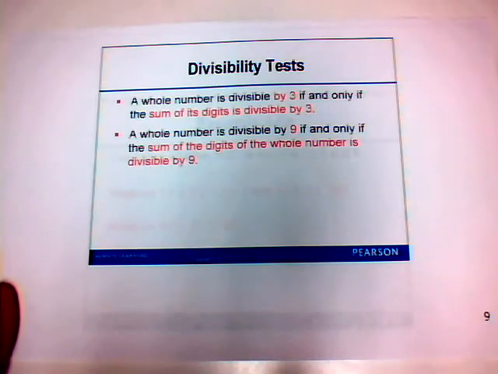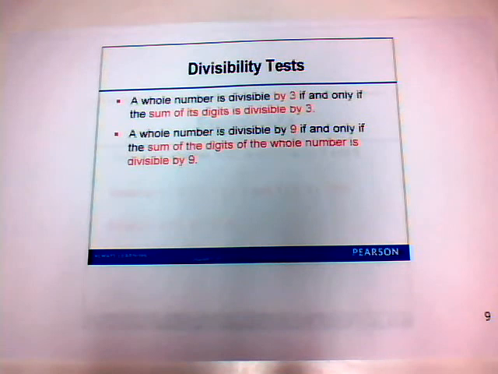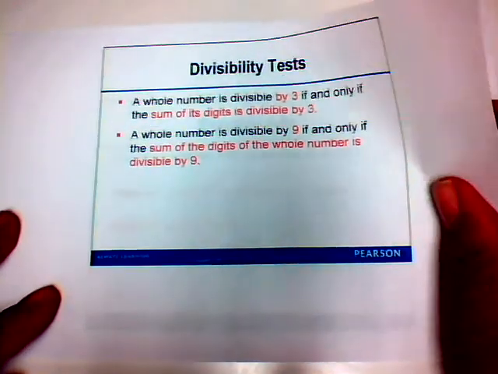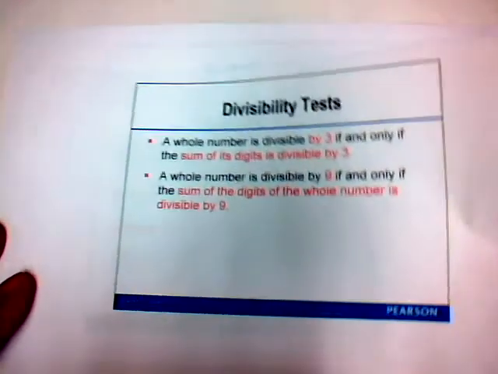Okay, here's some more divisibility tests. This one is for 3 and for 9. A whole number is divisible by 3 if and only if the sum of its digits is divisible by 3. So you'll take the sum of the individual digits in that number. That sum must be divisible by 3. And then a whole number is divisible by 9 if and only if the sum of the digits of that whole number is divisible by 9. Again, you take the sum of the individual digits in that number. The sum must be divisible by 9.